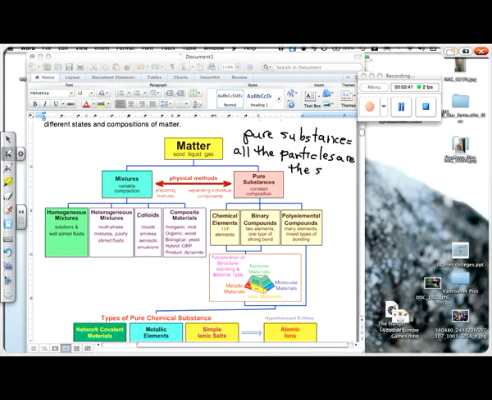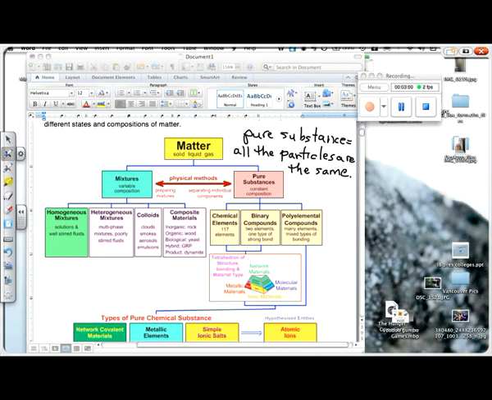Most of the matter that you encounter in the real world is a mixture. It is not made up of the same particles. Water that comes out of the tap is a mixture. It has other substances added to it. All right, so pure substances have constant composition, mixtures have variable composition.